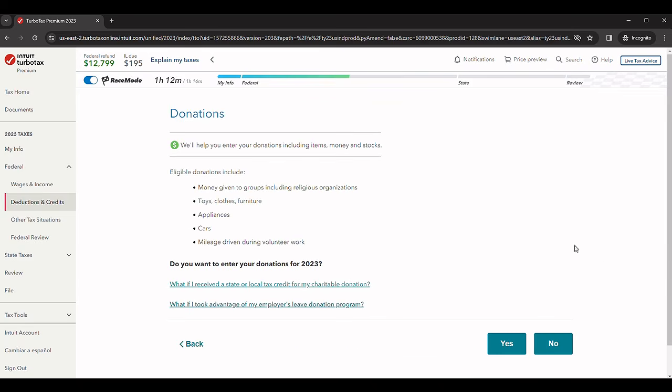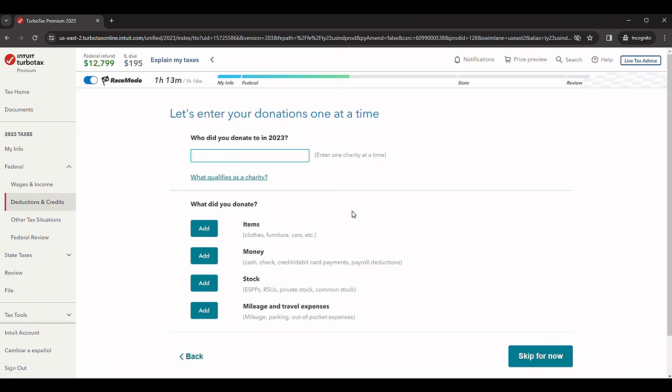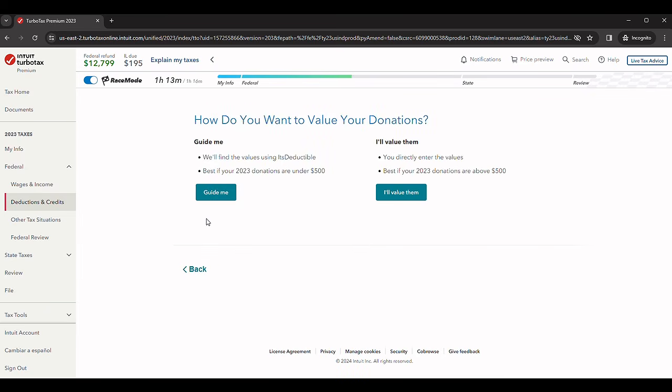Donations. Did you give money? Was it monetary or was it just goods like toys, clothes, furniture, appliances, mileage, for example? Okay, but yes, we did. Who did you donate to? A qualifying charity. John Doe's charity, my friend. You can write items or money. Oh, man, let's just do both. Okay, you know what? Let's not do this.